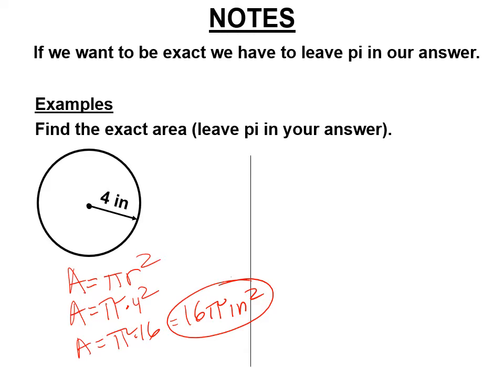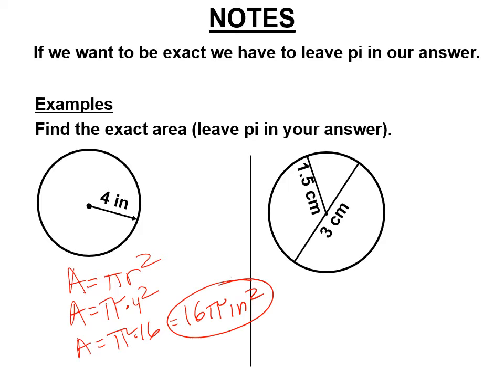Okay, so if you're asked for the exact answer, I really don't have to put leave pi in your answer. I should say one or the other, but they both mean the same thing. All right, so same thing here. A equals pi r squared. What is the radius here? It is not 3. That's all the way across. It is this one, halfway across. So it's A equals pi times 1.5 squared.